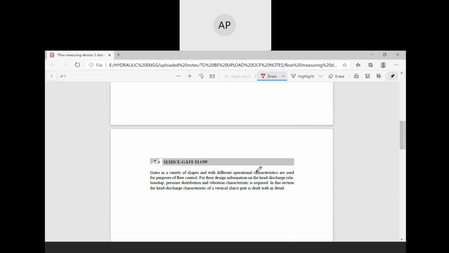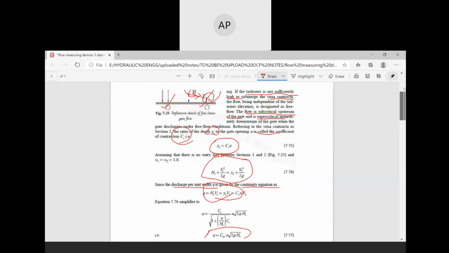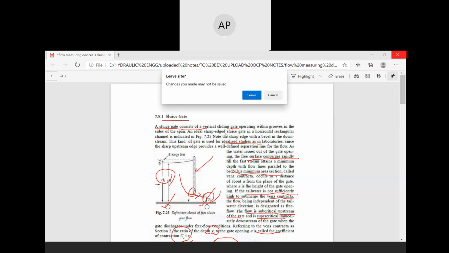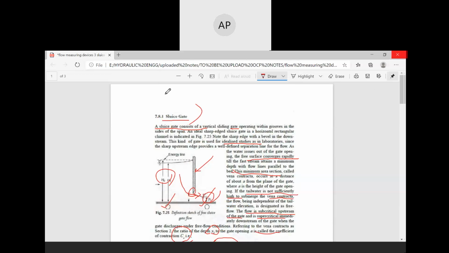Sluice gates, in a variety of shapes and with different operational characteristics, are used for the purpose of flow control. For the design, information on the head discharge relationship, pressure distribution and vibration characteristics is required. In this section, the head discharge characteristics of a vertical sluice gate are dealt with in detail. So basically, this is the function of a sluice gate. Let's move to the next slide.